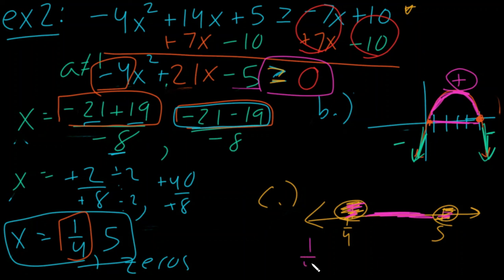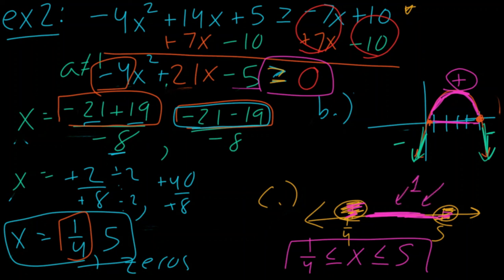Okay, so what does my solution set look like? It's going to look like 1 over 4 is less than or equal to x is less than or equal to 5. Because remember, it's every solution in between those two numbers. Okay? Like for instance, we know that positive 1 and positive 2 are in between 1/4 and 5. Those would be examples of solutions. And we know that 0 is not, so we know that that is not a solution.